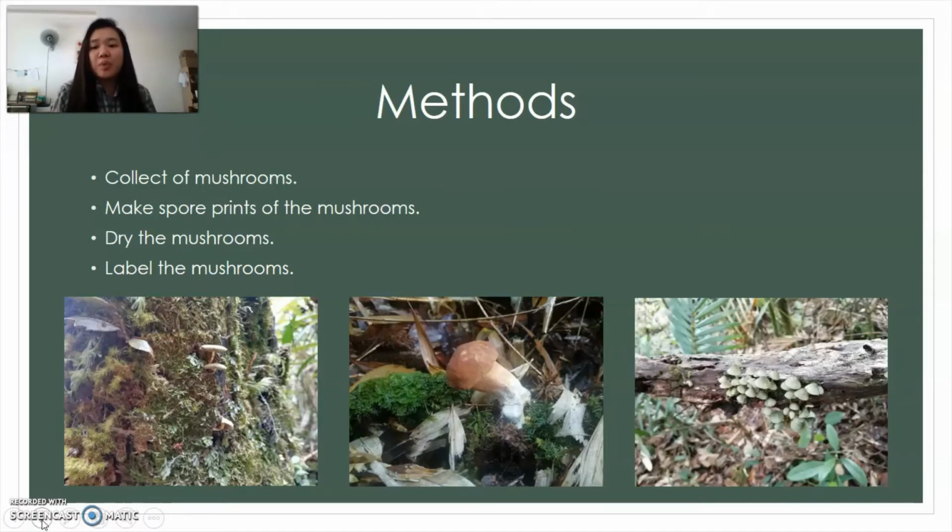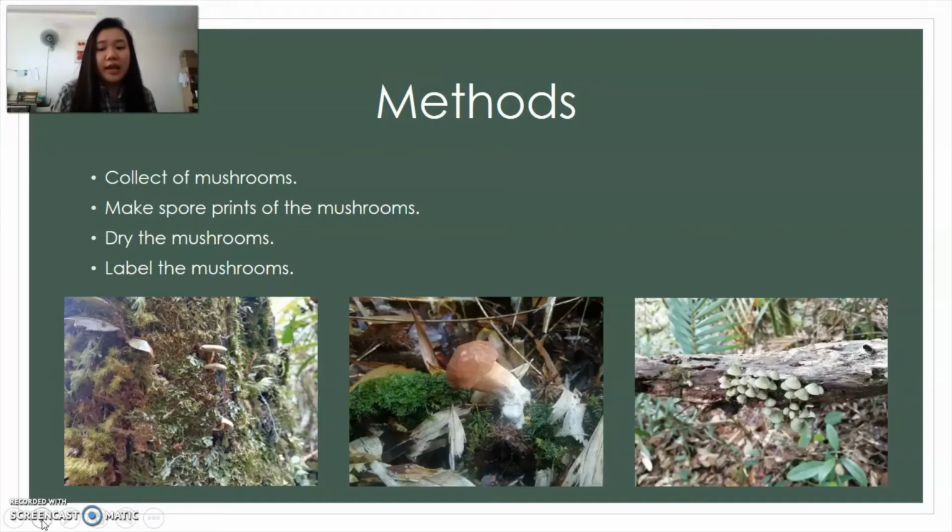Even though we did not collect any mushroom samples, I would still like to share with you the methods of collecting and preserving mushrooms. Before collecting the mushrooms, take a picture of the mushrooms in their original substrate. Then, take a coordinate of where the mushrooms are found. Then, collect the mushrooms and place them into separate Ziploc or plastic bags.